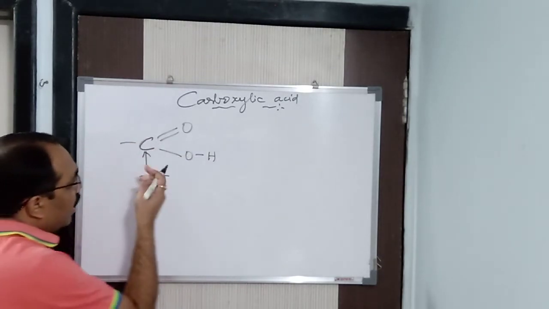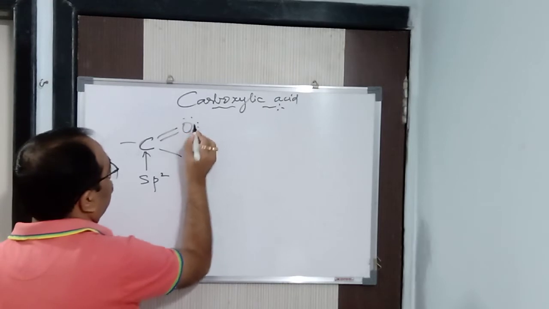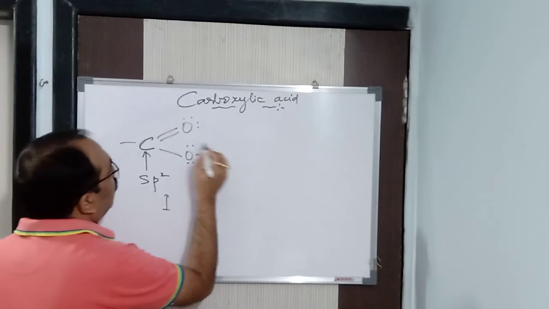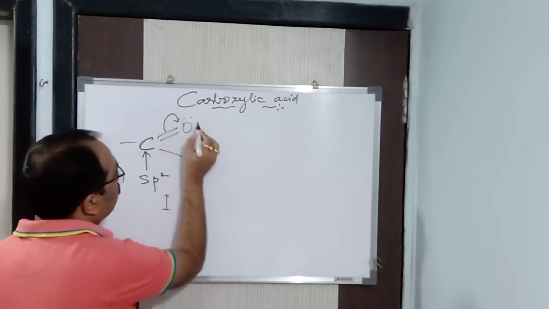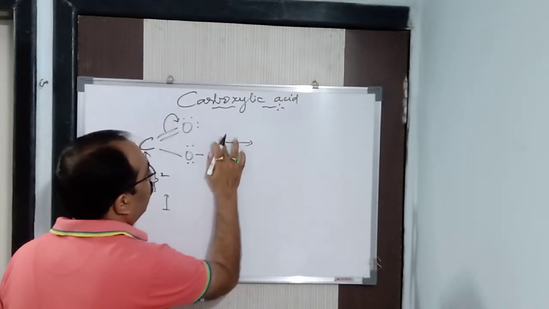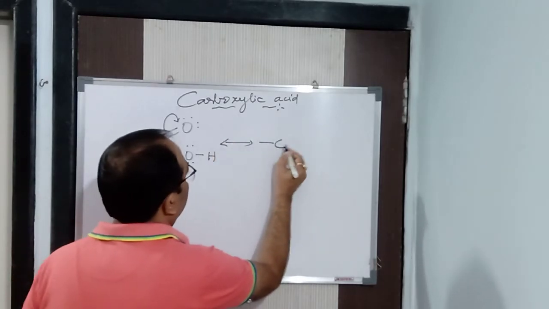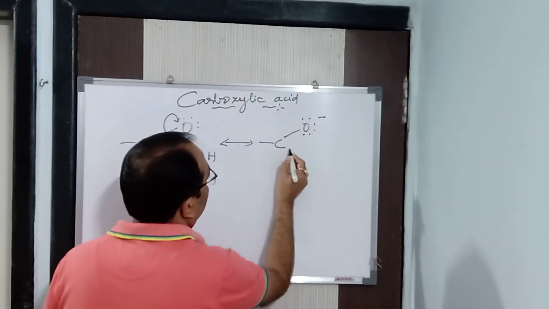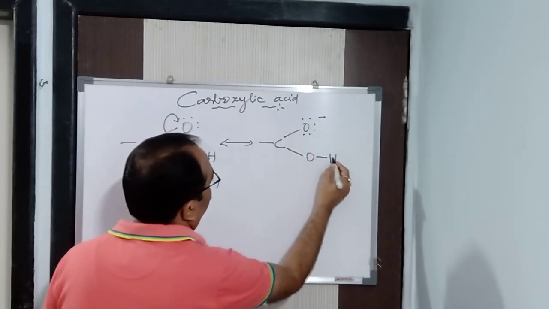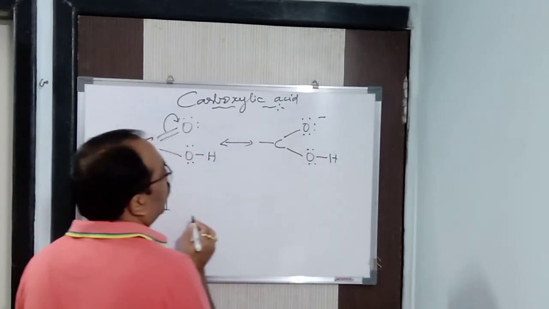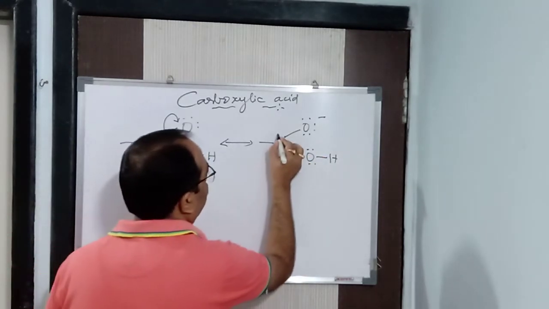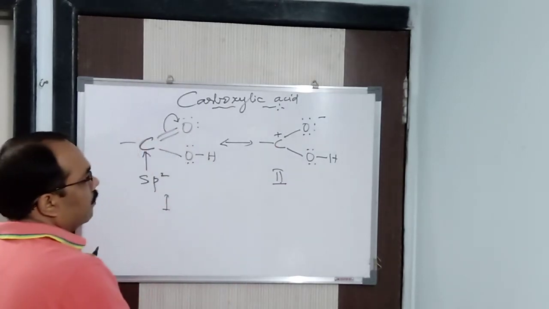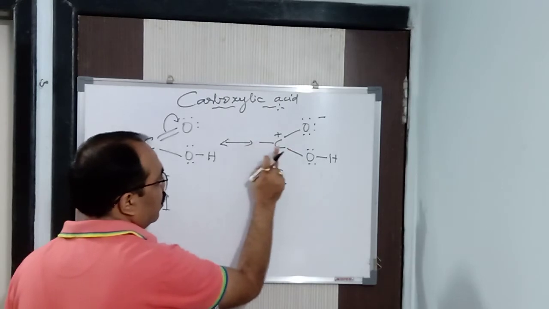Now, how does it show resonance? See here, on oxygen there are definitely lone pairs of electrons. This is, let us say, structure 1. Now what is going to happen? This pair of electrons will come here, so the canonical structure formed is this one, with a negative charge on oxygen. Here the carbonyl carbon also develops a positive charge. This is structure 2. The carbonyl carbon develops a positive charge, with a deficiency of electrons, three bonds, and this is negative.